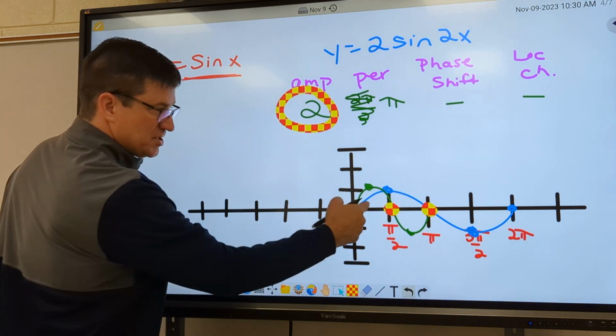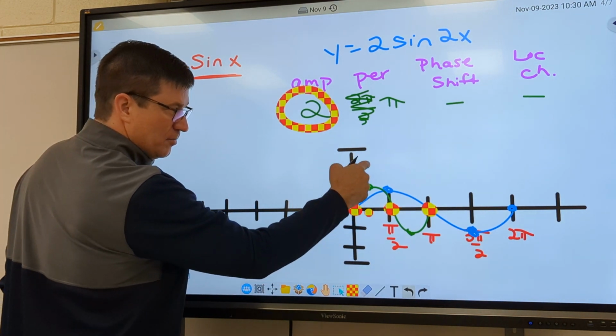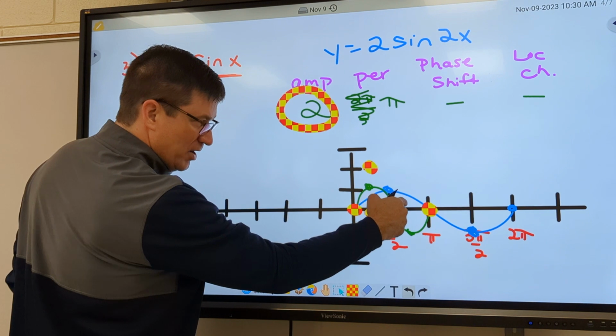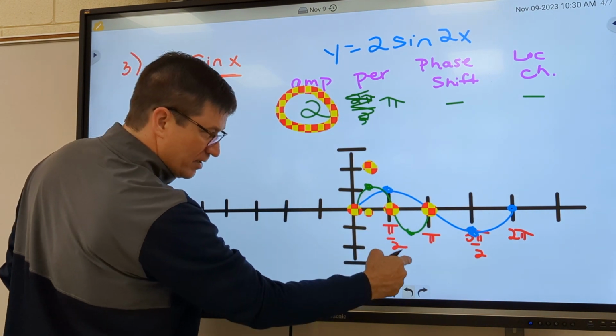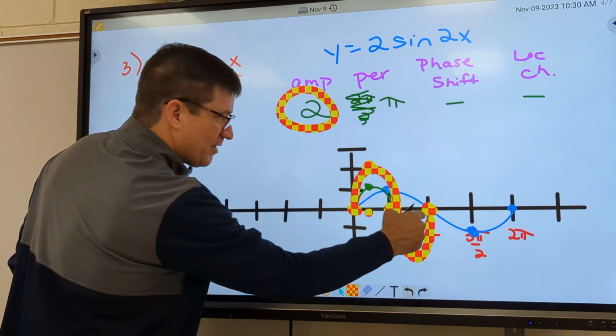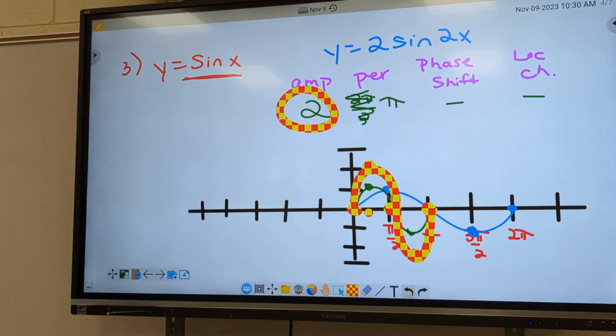So watch. You see where I went up 1? Now count up 2 instead. Right here I went down 1 originally. Now count down 2. And you got the same shape. It's just been stretched out. That's how you do an amplitude.